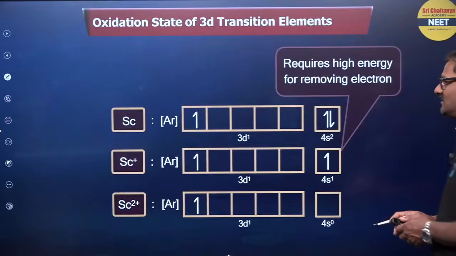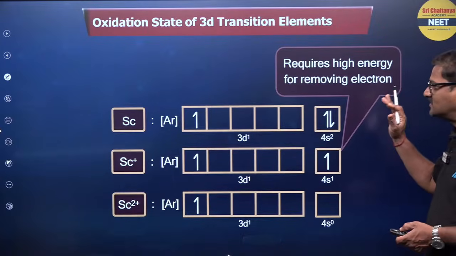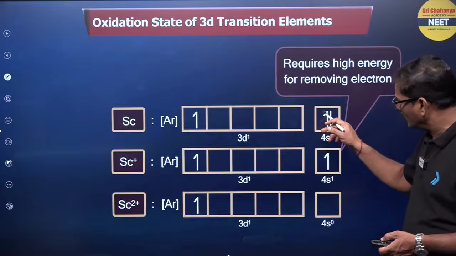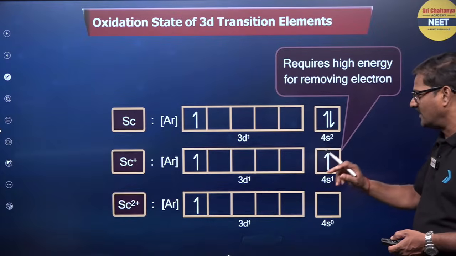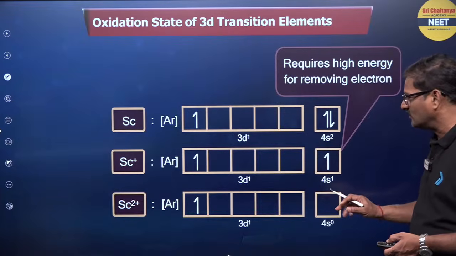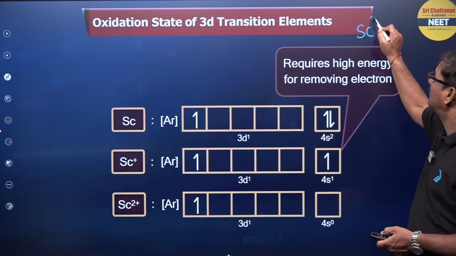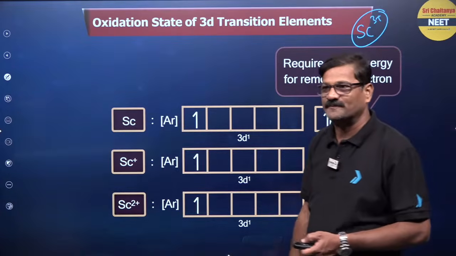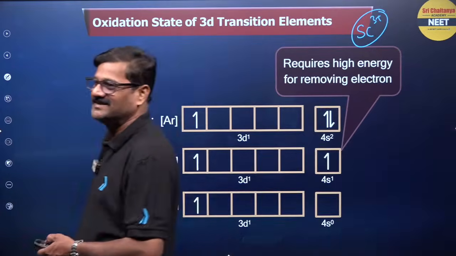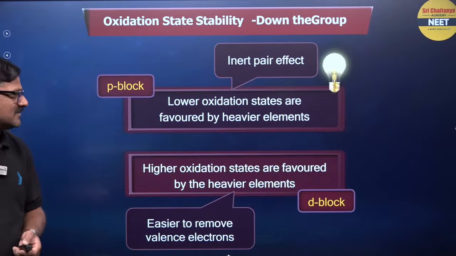And when you see here, scandium requires high energy to remove this electron. So you can easily remove, but scandium with 4s1, scandium 2+ and 3d1, that is scandium 3+, is going to be more stable because it is going to have an argon configuration. Fine, it is going to have an argon configuration.